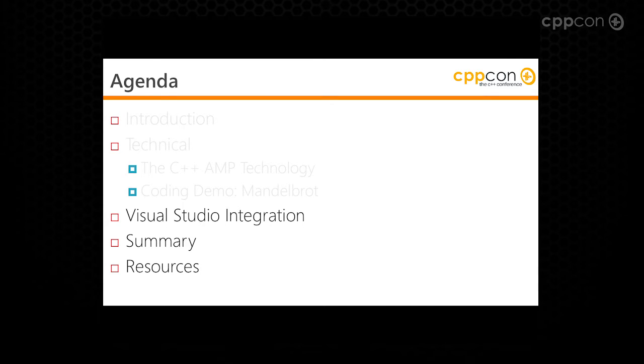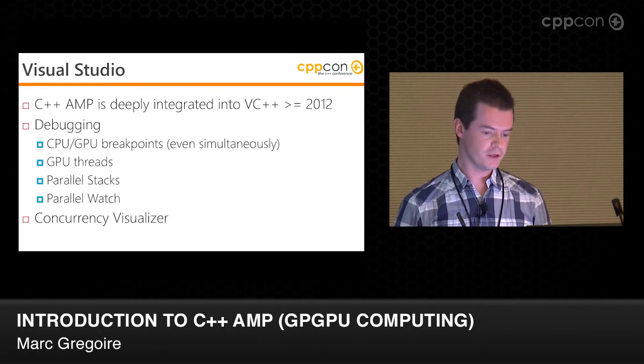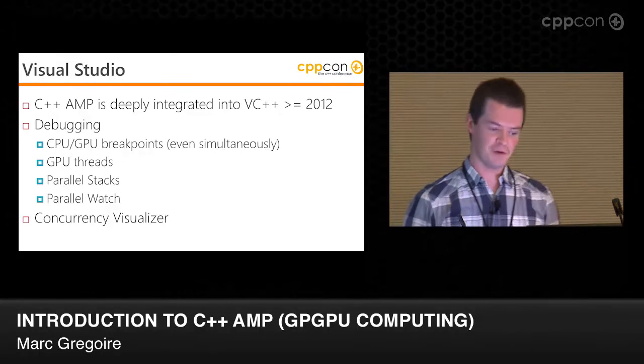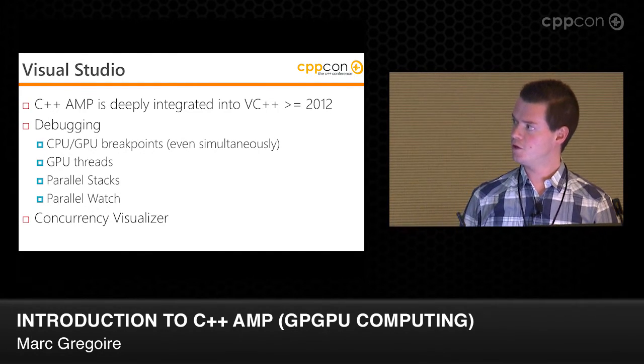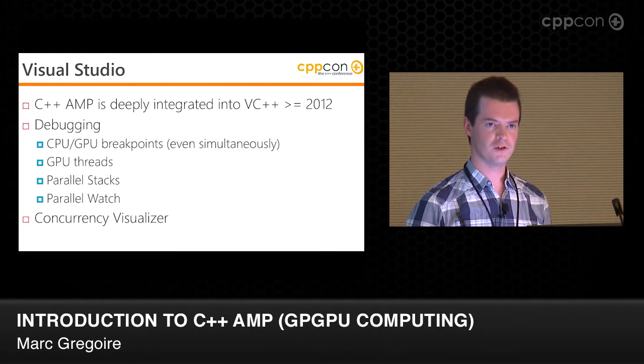So a couple of words on Visual Studio integration. Of course, it's completely integrated in Visual Studio since 2012. You have all the things that you want. You have CPU, GPU, breakpoints, even simultaneously, but there are a couple of restrictions there, again. You can inspect all the GPU threads that are running. You have the parallel stacks window, the parallel watch window, and the concurrency visualizer.